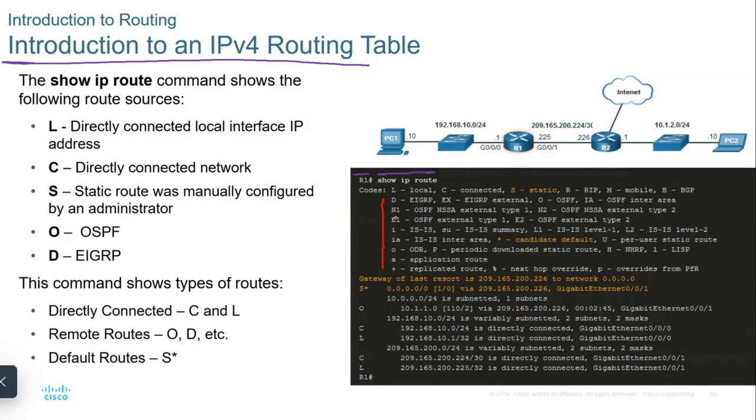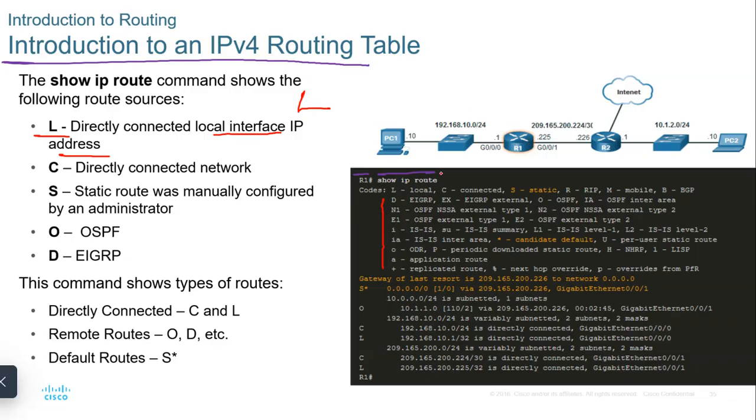So after running show ip route, we expect the route entries in the routing table, and those routes are identified with initials, the route sources. We have L, a link directly connected to a local interface IP address. So every time you see an L, it means it's the IP address that we assigned here.